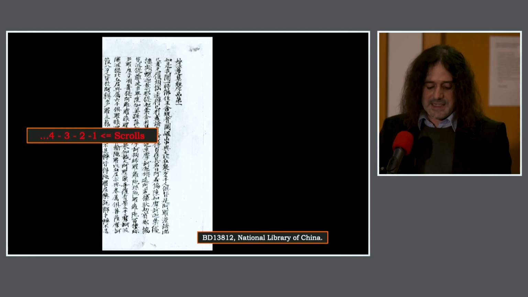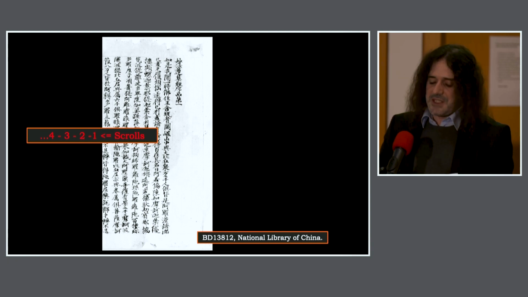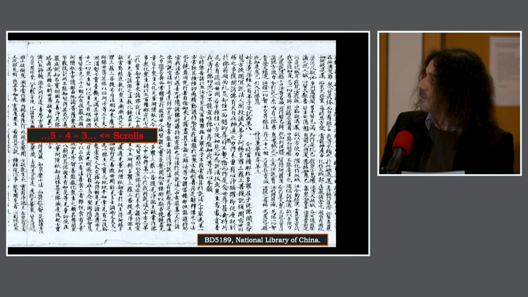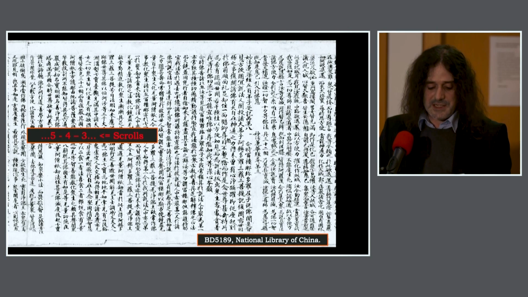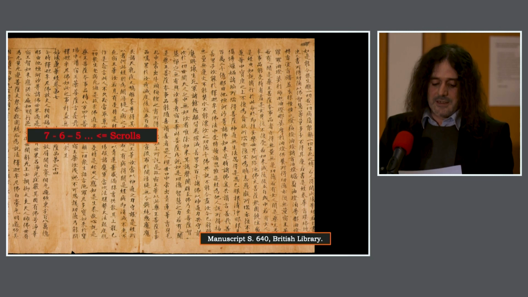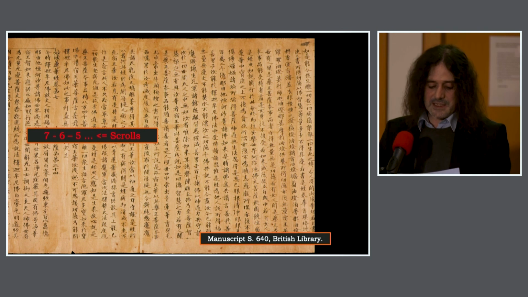The first one is in the Chinese collection and contains scrolls running from number 1 to number 4, but the manuscript continued. And the second example, also from the Chinese National Library, containing scrolls number 3, 4, and 5. The beginning and the end of this manuscript are missing. And then you have this Stein 640 containing scrolls 5, 6, and 7, but the beginning is missing again.